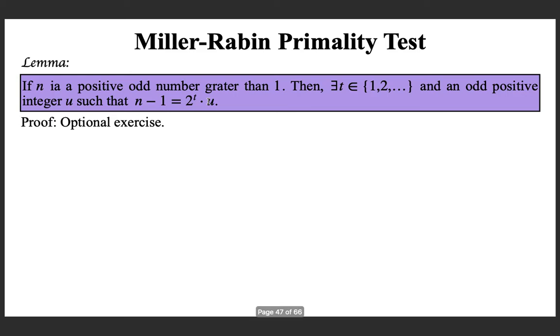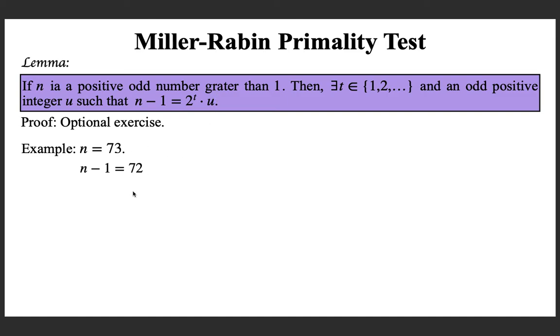The proof is left as an exercise, but it is very easy. An example itself is enough. You take n as 73, which is a positive odd number other than 1. And what is n minus 1? It is 72. So I am claiming that 72 can be written as 2 to the power t for some t multiplied by an odd number.